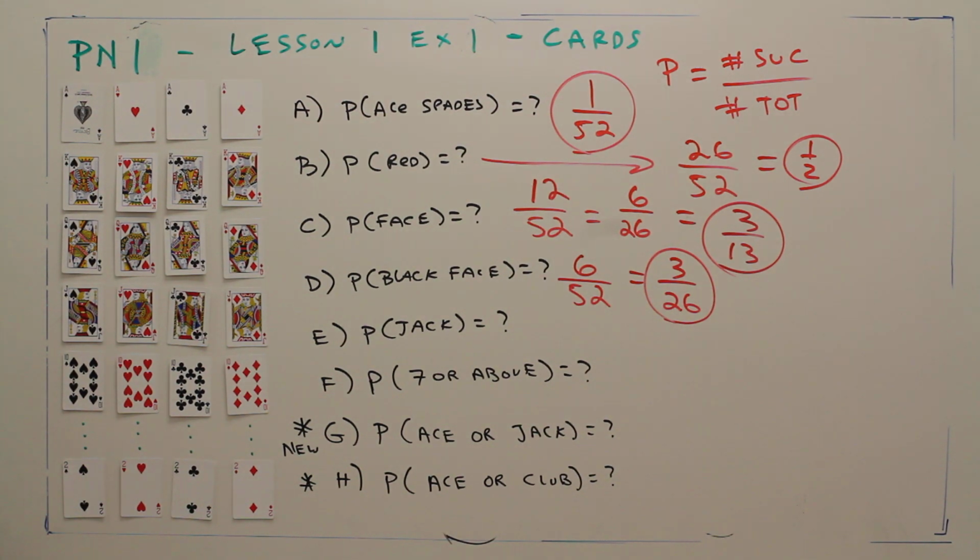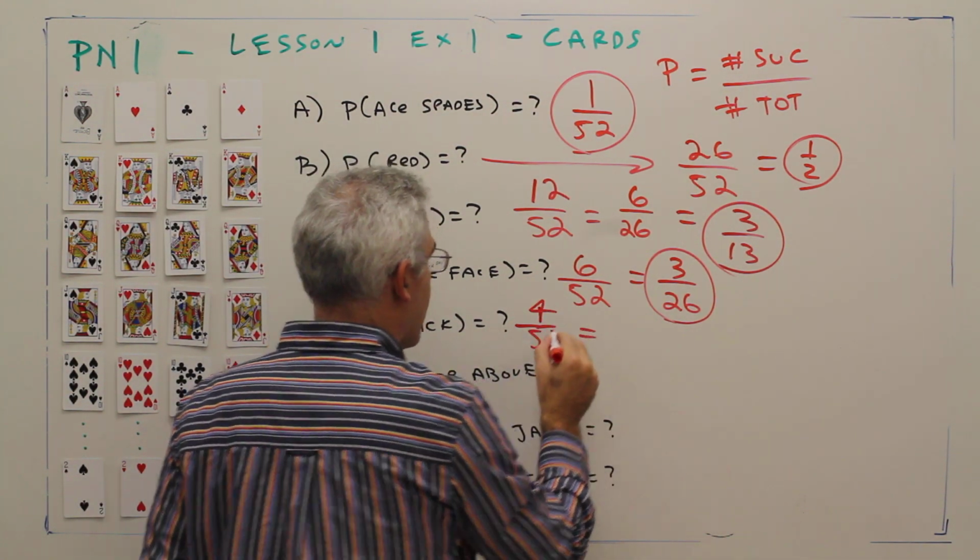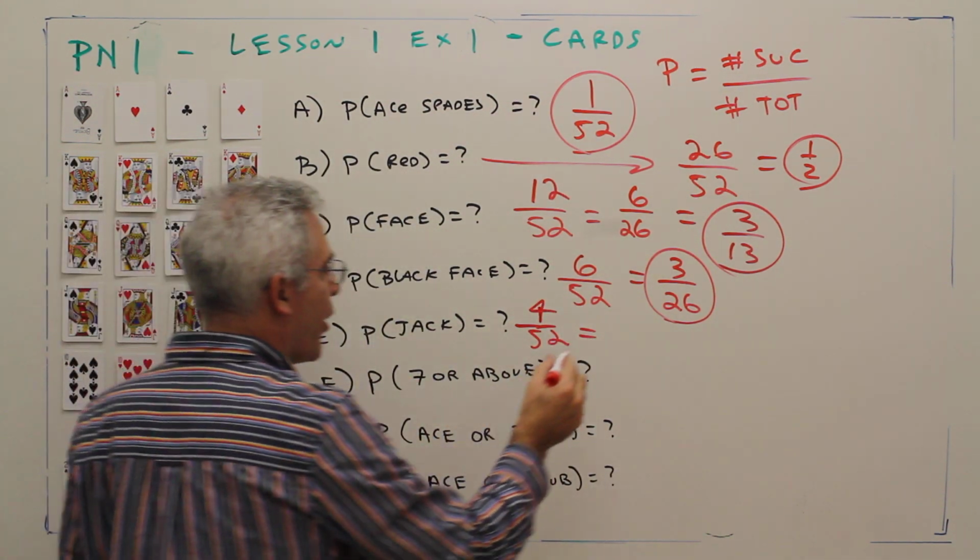The probability of a jack. There's 4 jacks out of 52. I'll just simplify that to be 1 over 13.